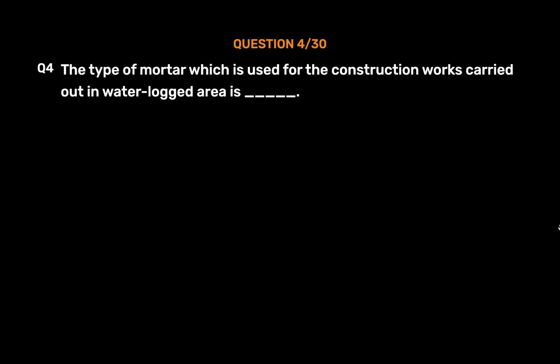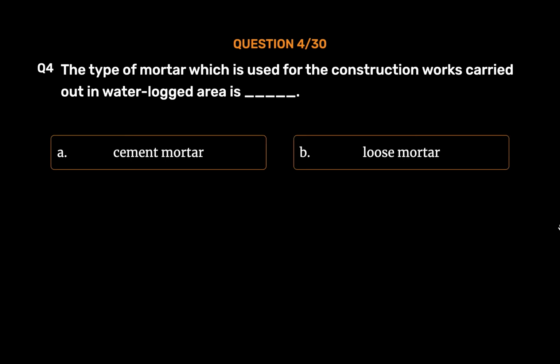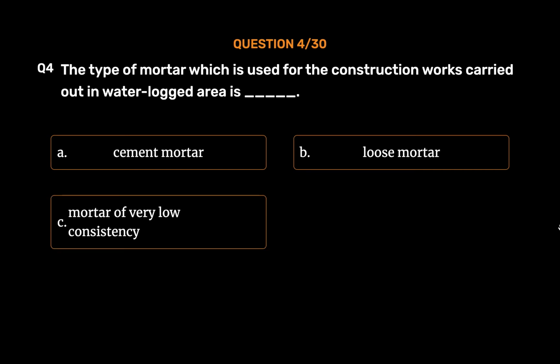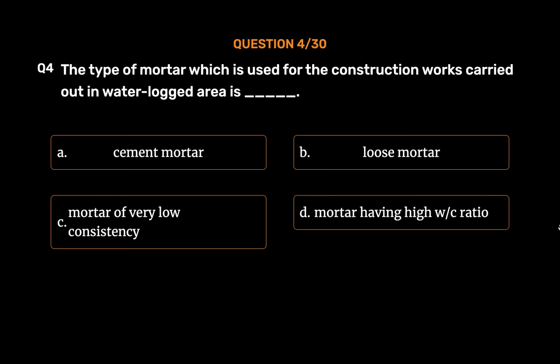Question number 4. The type of mortar which is used for the construction works carried out in waterlogged area is _. Option A, cement mortar. Option B, loose mortar. Option C, mortar of very low consistency. Option D, mortar having high W/C ratio. The correct answer is Option A, cement mortar.